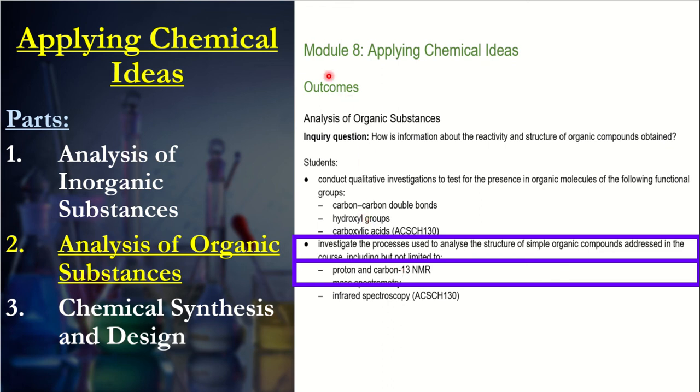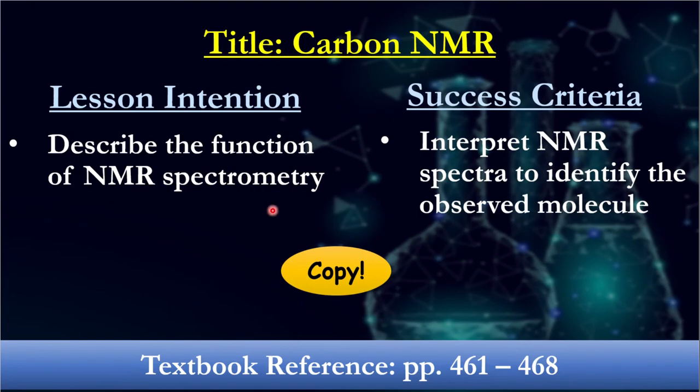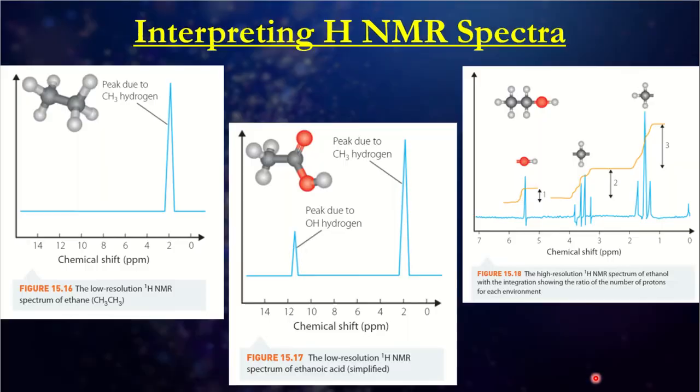Today we'll be covering Module 8, Applying Chemical Ideas, Inquiry Question 2, Analysis of Organic Substances. We're going to be focusing on carbon-13 nuclear magnetic resonance. So this is quite similar to what we talked about last lesson with the proton version of this, but we are going to just quickly recap on the interpretations if we're using carbon-13 instead of protons. Again, as always, that is your textbook reference if you want to do further reading.